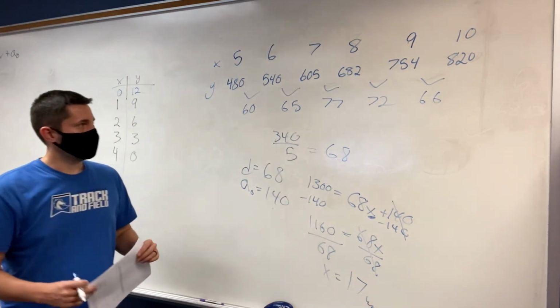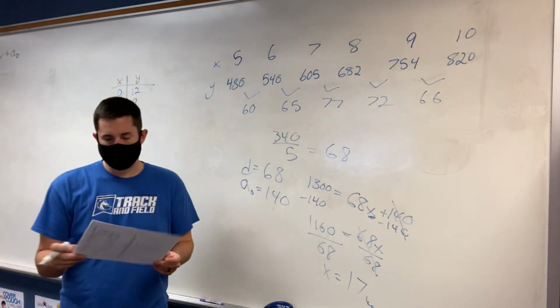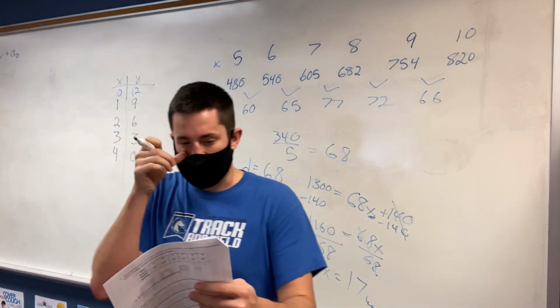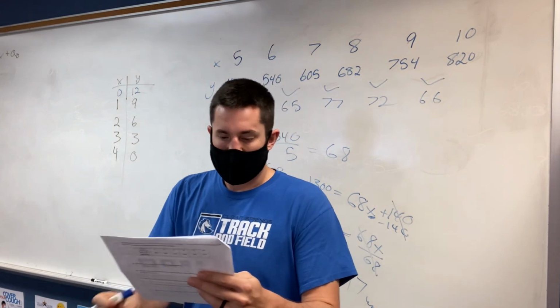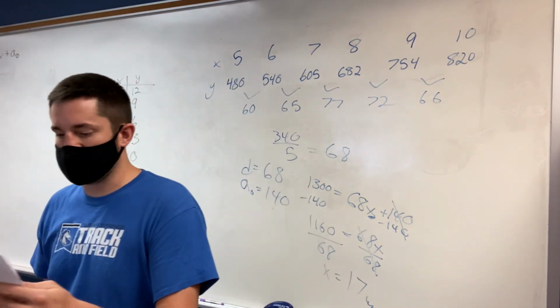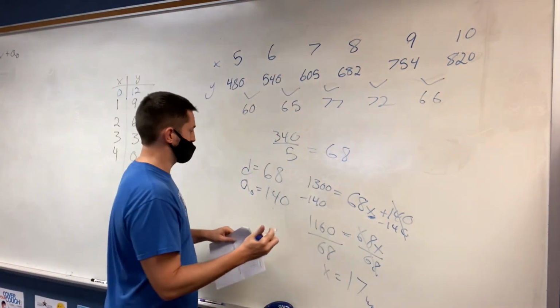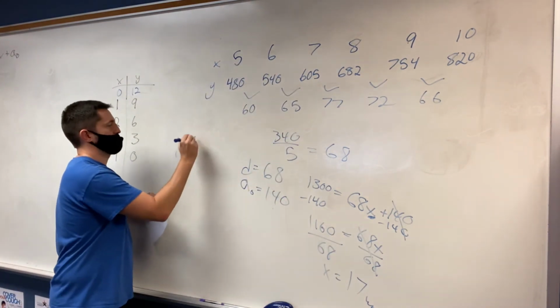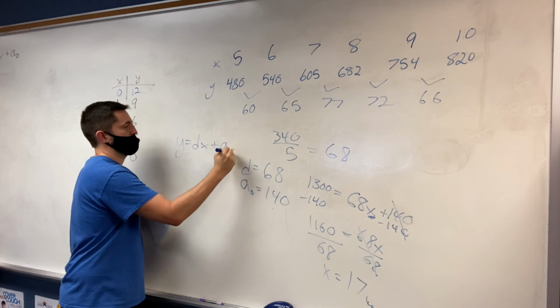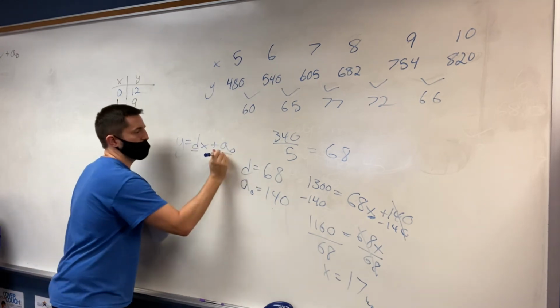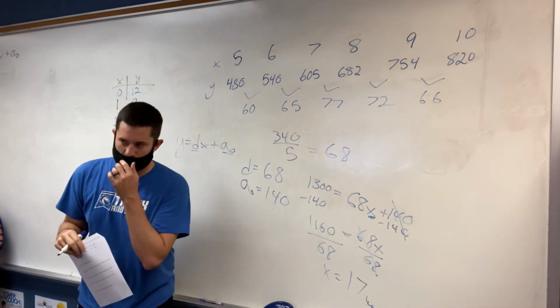Cool. Done and done. Oh, and then on the back page, don't do number 7, but a plumber charges $50 to diagnose your problem and $25 per hour to fix it. The most important part is y equals dx plus a sub 0. Which one of these two things happens multiple times?